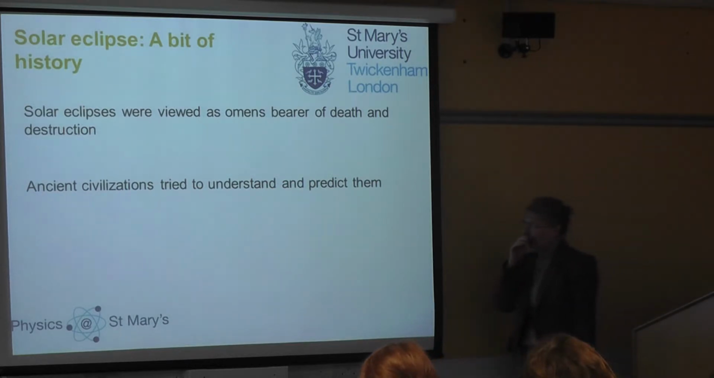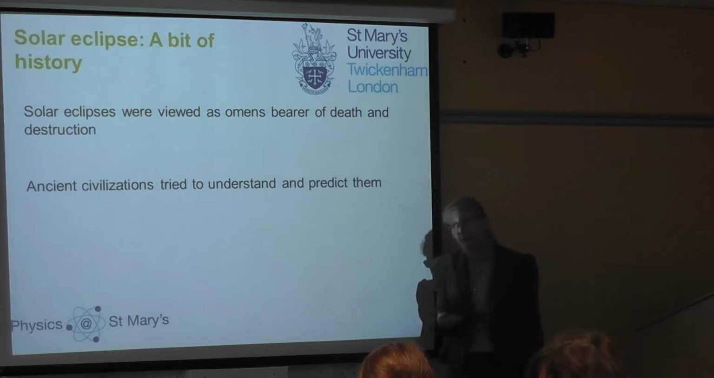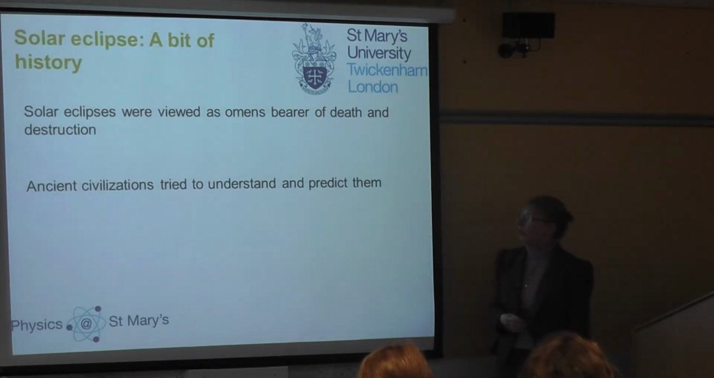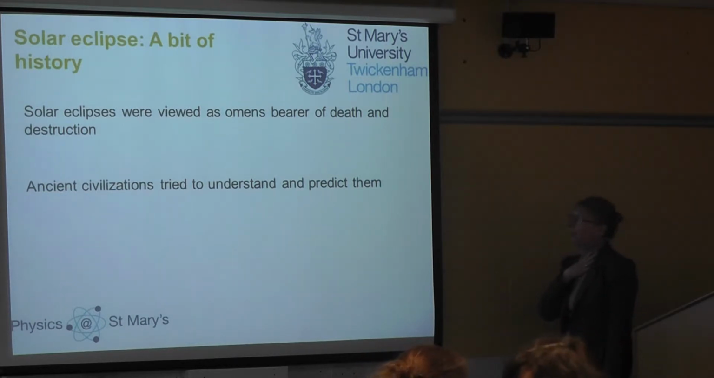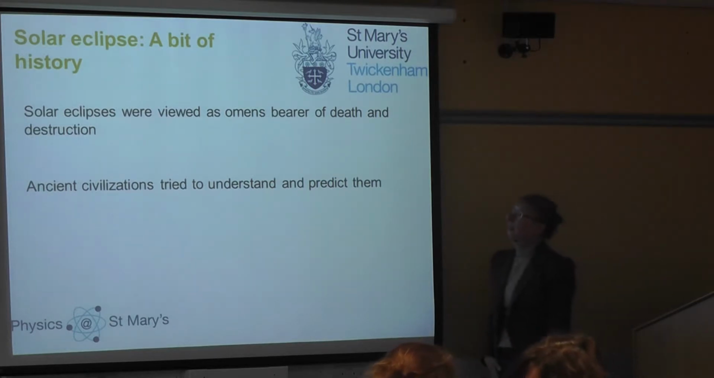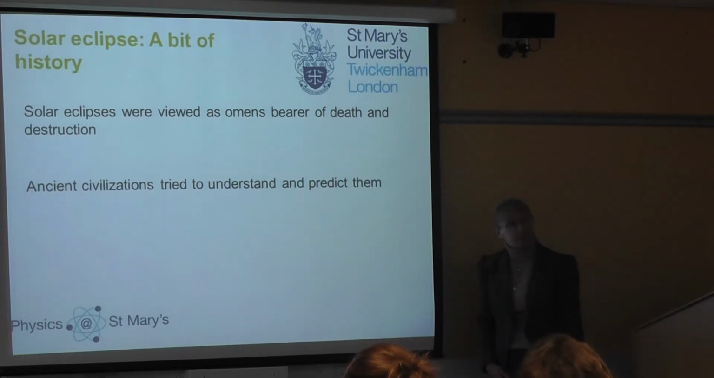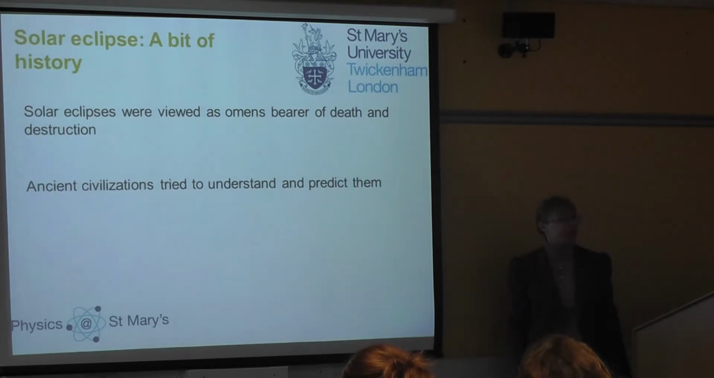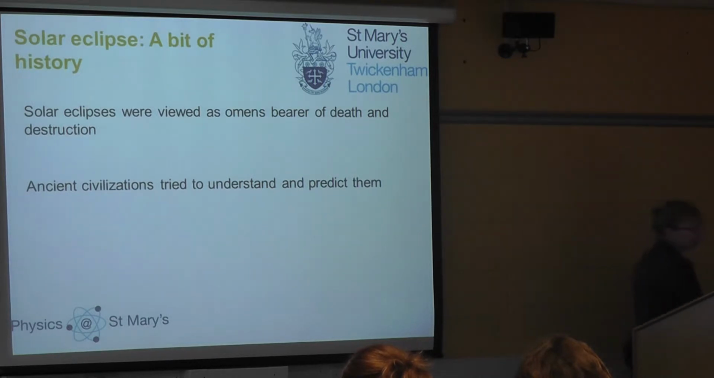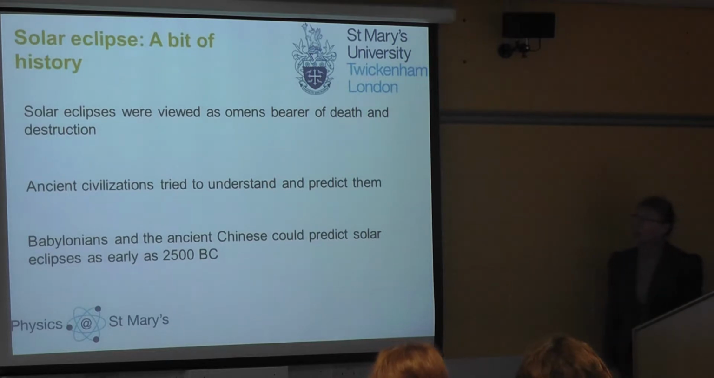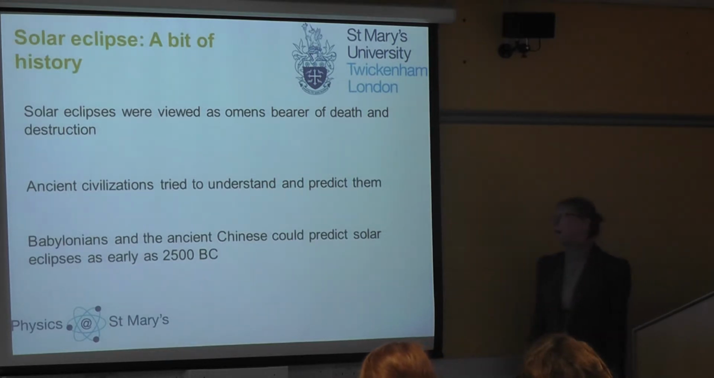Even though in the past, and still nowadays in some civilizations on Earth, some people are quite frightened by eclipses, in particular solar eclipses, there were people, particularly Babylonians and Egyptians, who were trying to understand and predict them. They were not frightened by them, they just tried to understand them. Babylonians, and in particular ancient Chinese, could predict solar eclipses as early as 2500 BC. So very, very early.